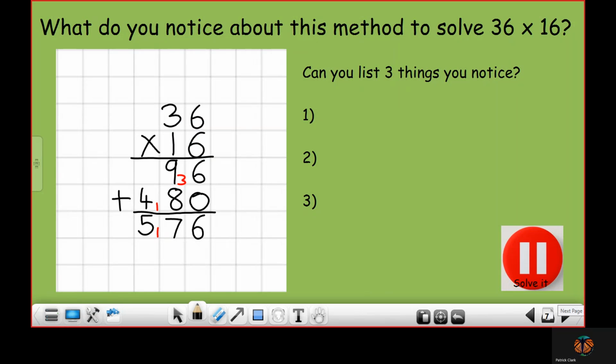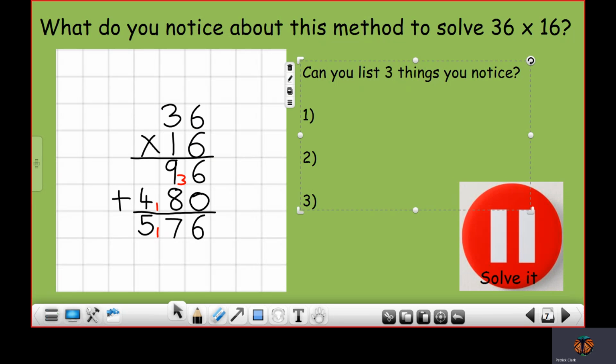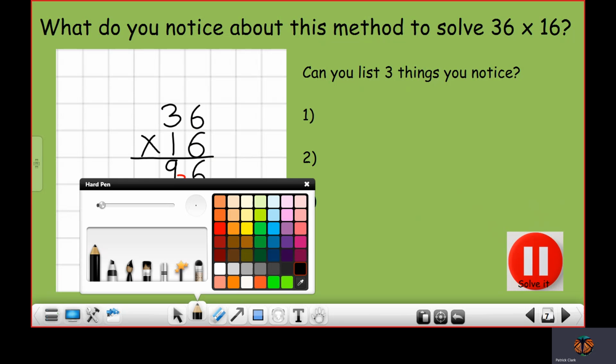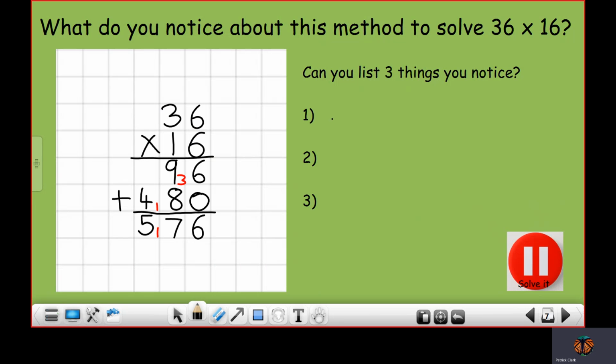There we go. So what I'd like to do is pause the video, have a go. Can you find three things you notice about this method? You might notice the carrying. You might notice there are two numbers now we've got to add up instead of 1. Have a go. See if you can spot 3 things that are different or new to you that you'd like to talk about. Fantastic. So my 3 things I've noticed is that there is carrying over in that red.